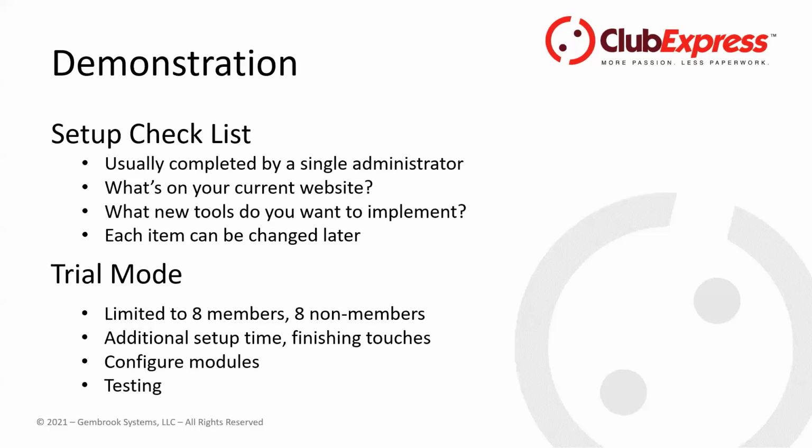Now, trial mode is limited to 8 members and 8 non-members. That really is just your core group of users. It's typically your board of directors. But again, think about the fact that while your board does, of course, need to see what your website looks like, you also need to think about your core group of testers and making sure that they're going to have access to the site in order to be able to test all of the features that you have. So we're going to come back to that, but keep in mind that you are limited to 8 members and 8 non-members in trial mode.